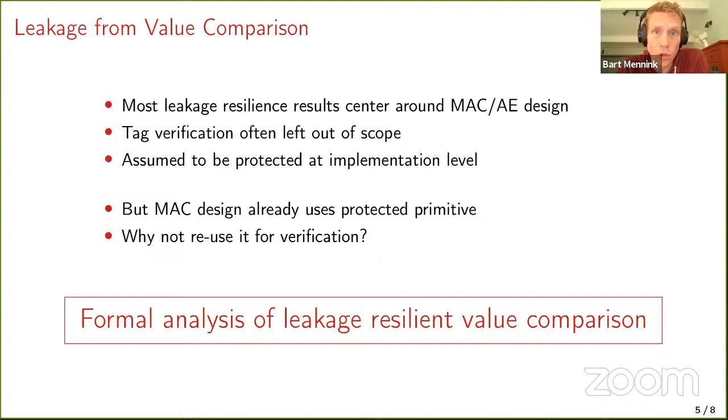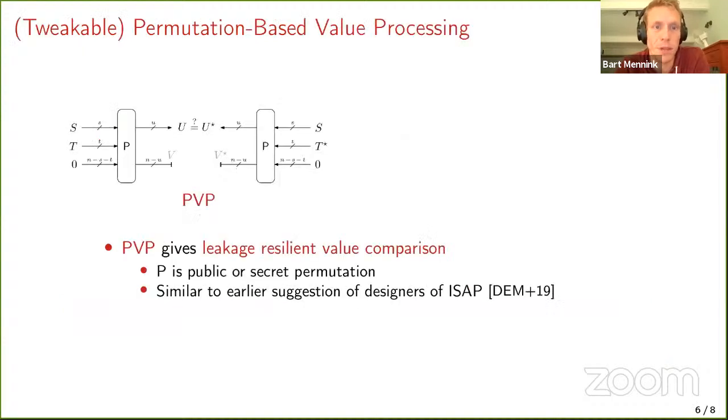But one way to solve this, to do leakage resilient value comparison, is what we call PVP, or permutation-based value processing. And the idea is basically simple. Instead of comparing the value T with a guess value T star directly, we first process them using the cryptographic permutation. You truncate, and then you compare U versus U star. In addition, there is a salt, which could be a counter, or it could be a random value coming from somewhere. But many schemes have a salt available anyway.